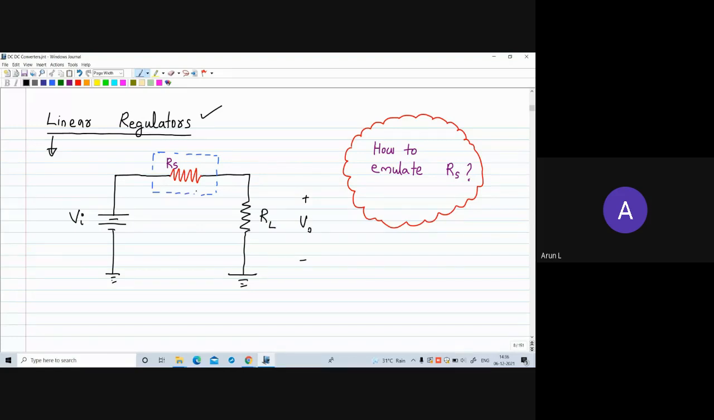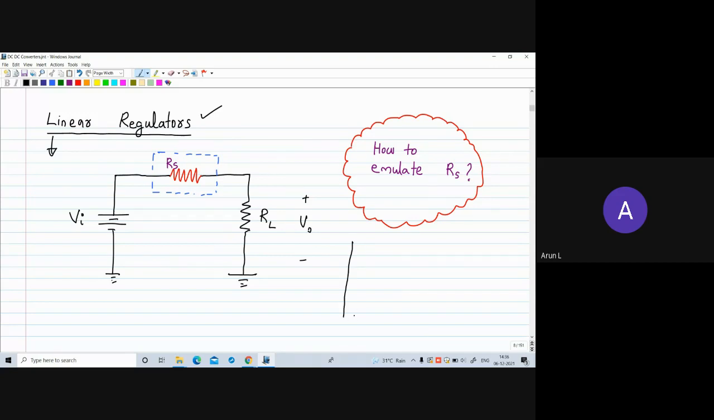So here, instead of using a series resistance as such, we will emulate the series resistance using some solid state device. If you are directly using a series resistance, suppose a rheostat, it will be bulky, and you have to manually control that. So control is also not automatic. In order to make it more controllable and compact, we will replace the series resistance by a solid state device.